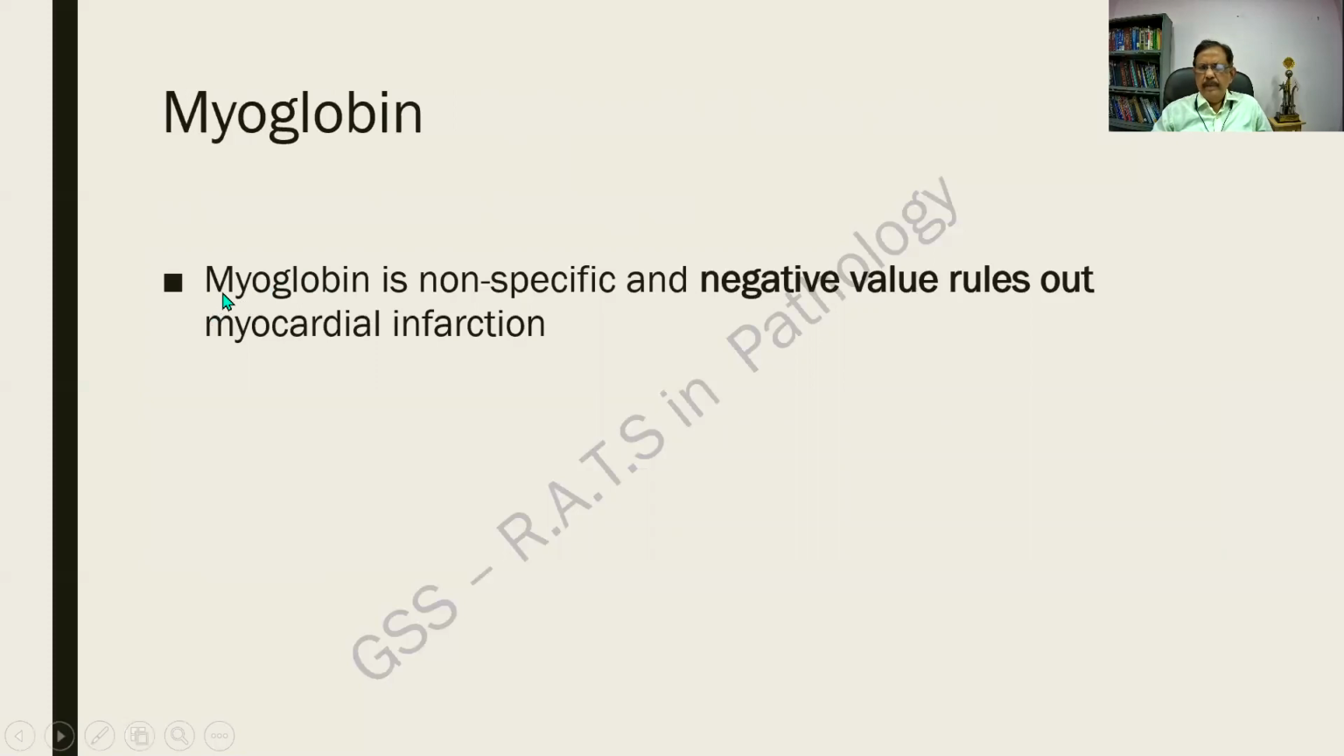Myoglobin was mentioned in the table. It is not significant, but a negative myoglobin rules out a myocardial infarction. It rules out a myocardial infarction. Otherwise, it is not significant.